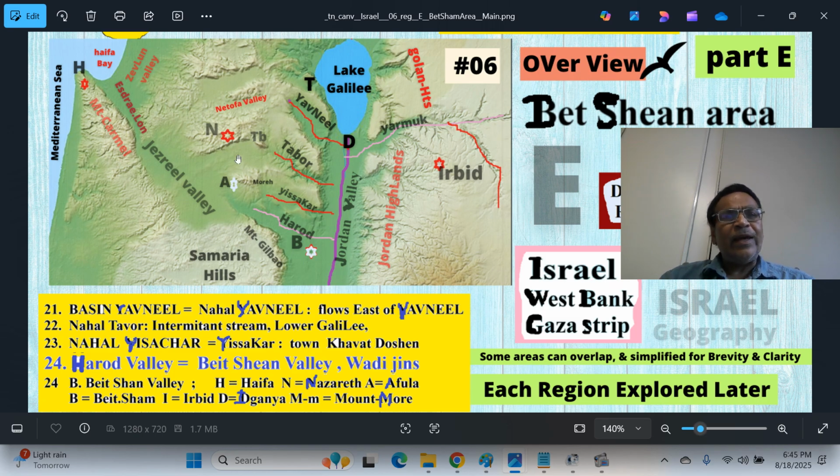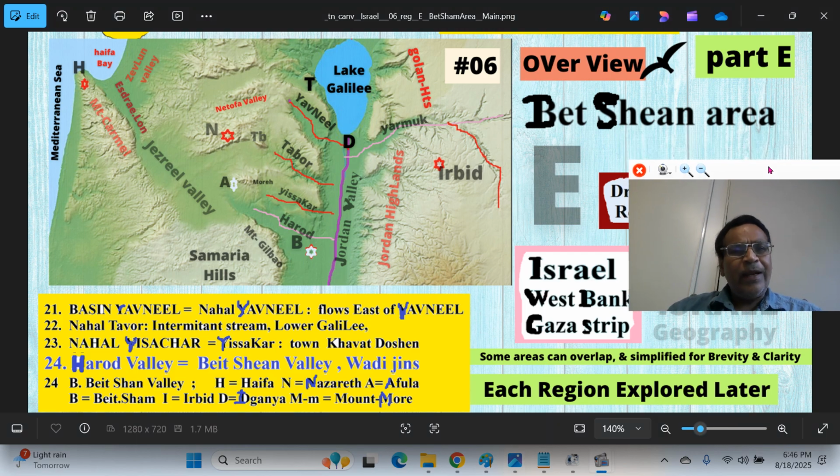Then there are the Tabor Mountains. This is the Nazareth region. This is Tabor and Tabor; remember, they are spelled differently also. Tabor Mountains and Tabor Valley. Here I have put Nahal Tabor as an intermittent stream in the lower Galilee region. Then south of it, Nahal Issachar.